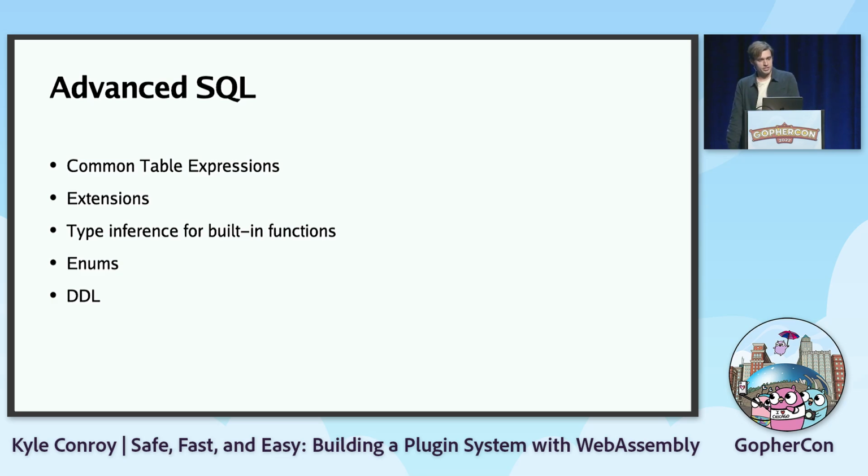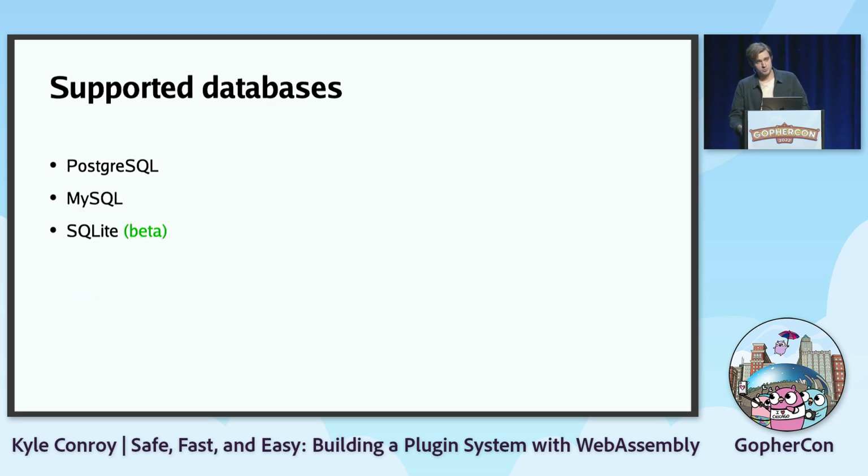Some other advanced SQL things that it supports: common table expressions, all of your favorite extensions that you use from Postgres or MySQL or SQLite. Again, it has type inference and type signatures for all of the built-in functions in the databases that you're using, enums, DDL, all of it. It currently supports Postgres and MySQL. It was originally written just with Postgres and Go in mind, and we have a beta for SQLite.